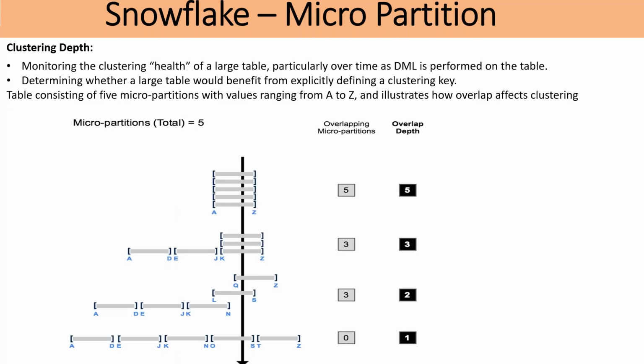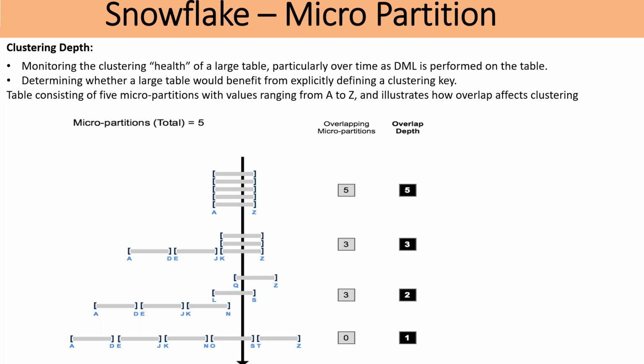There are some other things called cluster depth. If you want to look at how the data is organized in your Snowflake, how the natural clustering is done, and whether the data that is sitting in your Snowflake table is of good health, you can look at the cluster depth and identify the data. So clustering depth tells you the overlapping of the data.